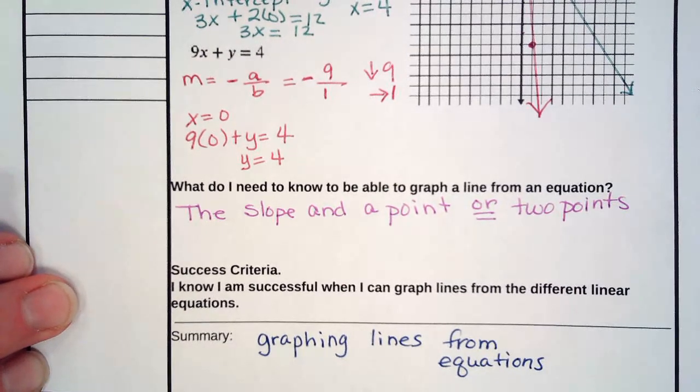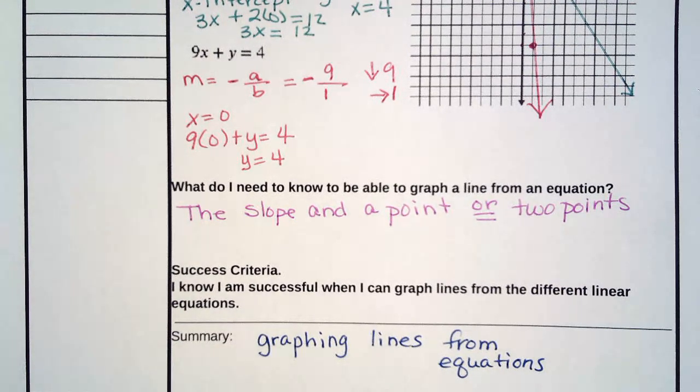Now, if you're still struggling trying to find the slope of a line, you need to get more help. So go into Delta Math, look up finding slope from points, and do some of the problems there.